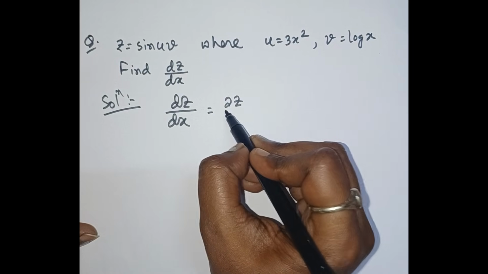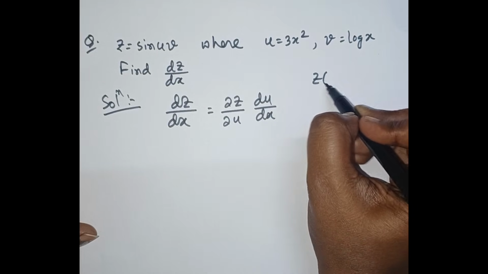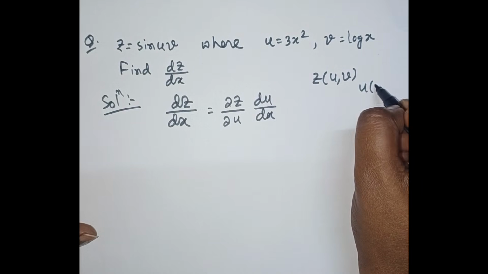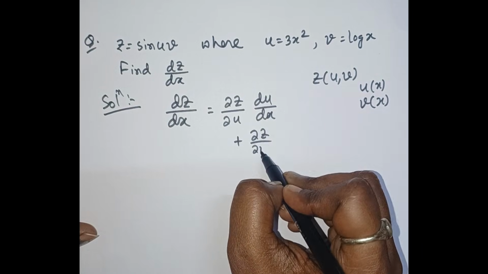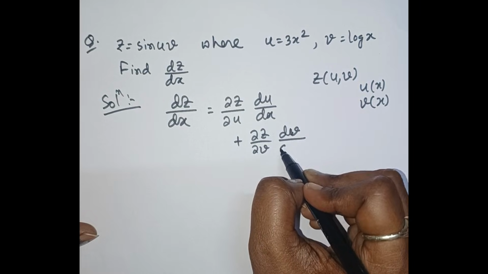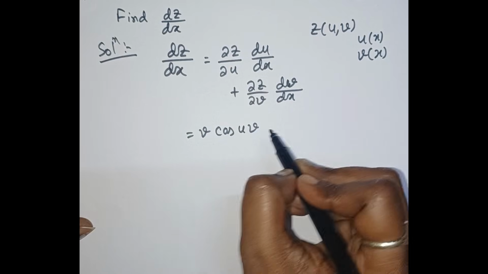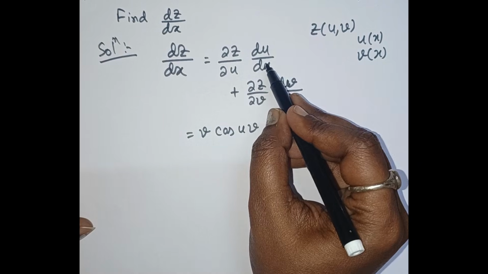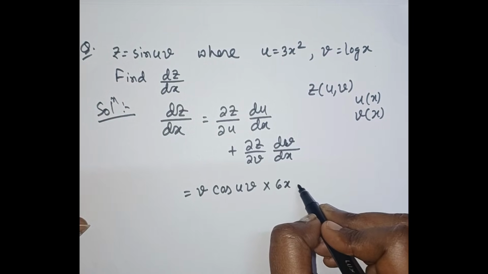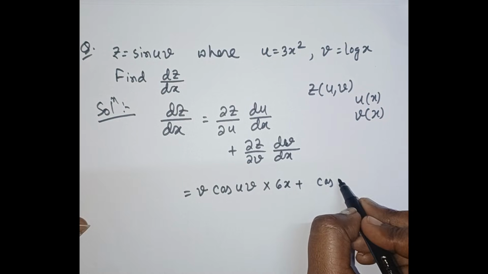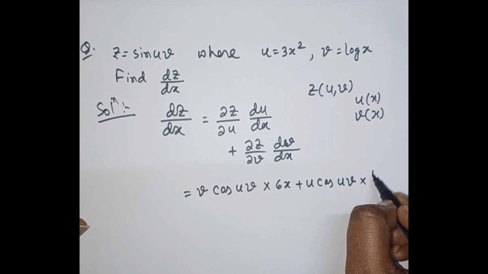We can write del z del x, del z del u and du dx. Why? Because z is a function of u and v, so you will use partial derivative, and u is a function of single variable x, v is also a function of single variable. That's why we have written del z del u and du dx plus del z del v dv dx, because z is a function of u and v. So by chain rule we have to take both, and del z del u will be v cos uv, du dx is 6x, plus del z del v is cos uv with one u outside, and then dv dx is 1 by x.